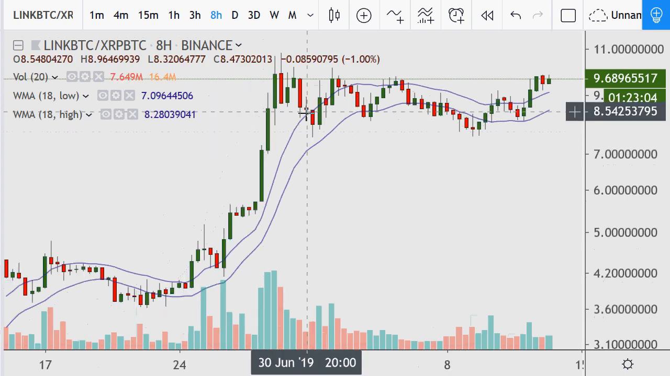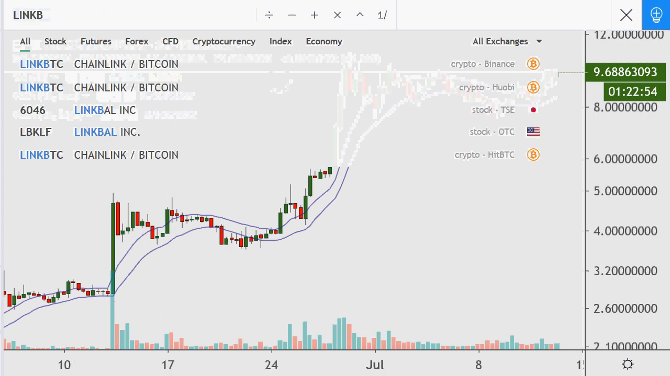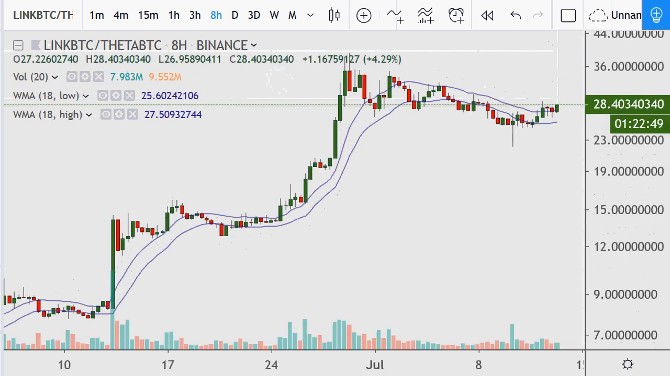Well, let's just take a look at Link against some sort of random coin that I'm going to have to think about. How about Theta? Pretty decent. Not as nice of a sideways pattern right now here within this 28, but still looking like it's attempting to break out to retest the previous high.